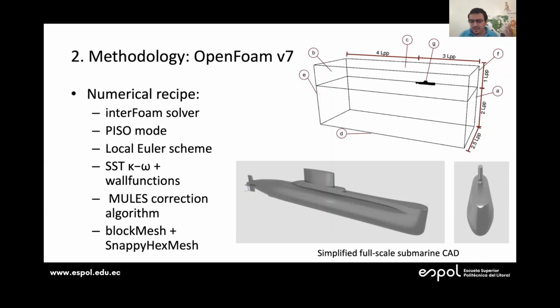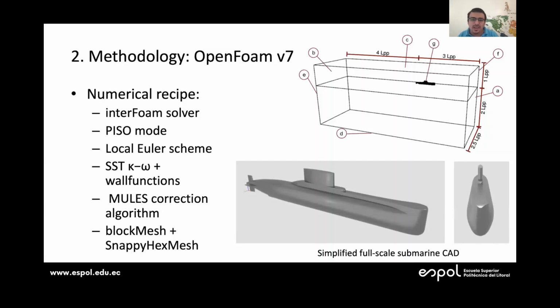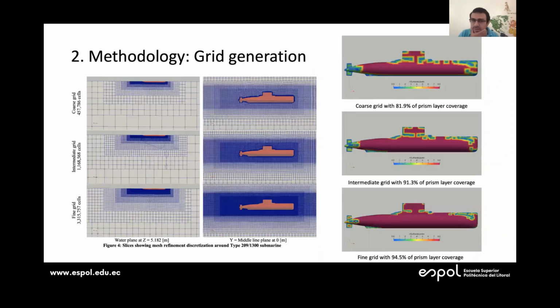So we started by analyzing this DARPA submarine, trying to learn how to perform reliable simulations. And after that, we went for the real full-scale submarine, the 209. So we used version 7 of OpenFOAM. We followed the guidelines of the ITTC. Our solver was interFoam, the PISO solver, and the k-omega turbulence model, plus wall functions. That's standard for surface vessels. So we started from there.